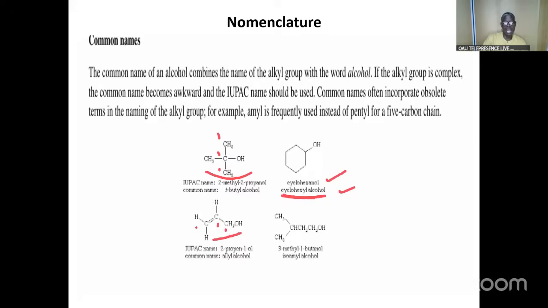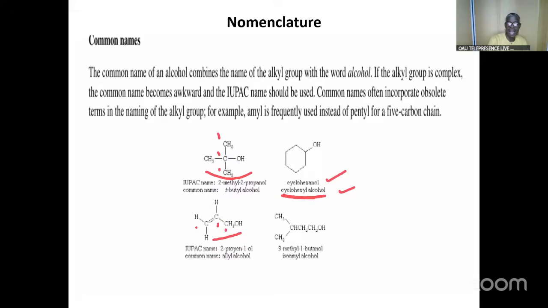The naming is like the other ones. The carbon bearing the OH is given number 1, the next carbon 2, and the last carbon 3. So the name will be 2-propen-1-ol. It is 2-propen because the double bond is between carbon 2 and 3, and therefore you give the carbon bearing the double bond the lowest number possible. So that's why it is 2-propen-1-ol. The common name can be allyl, because C double bond C is an allylic group. So it is allyl alcohol.